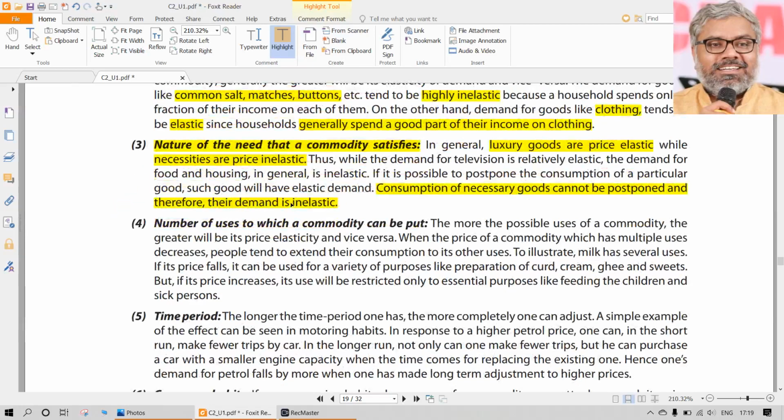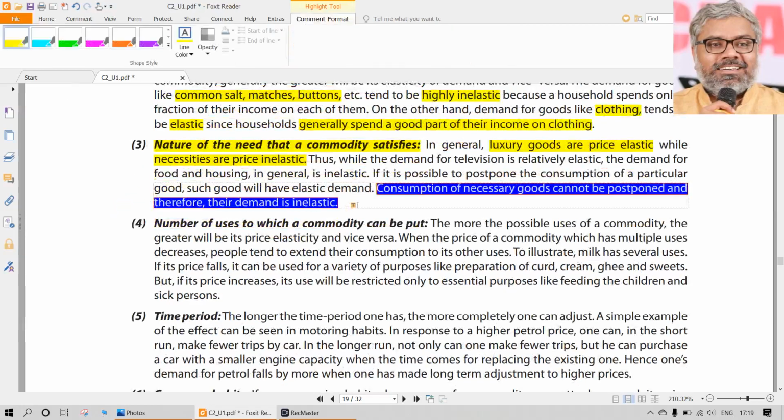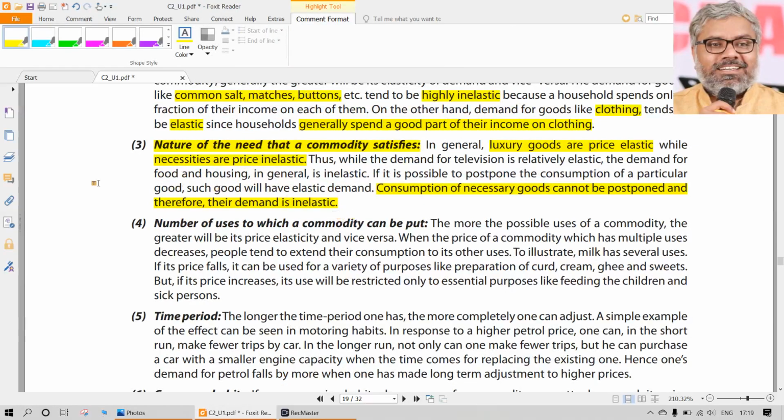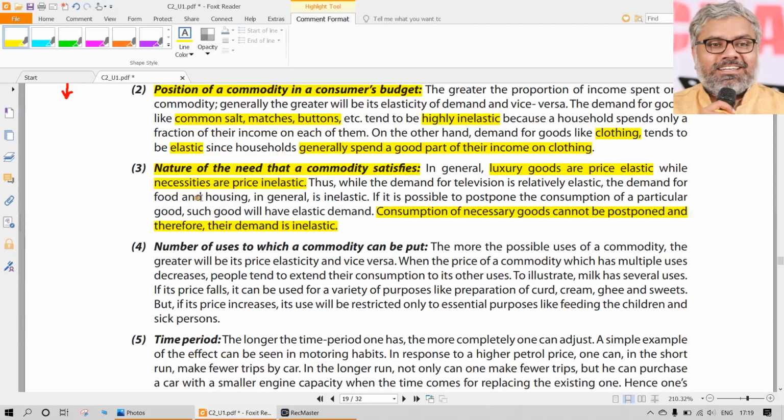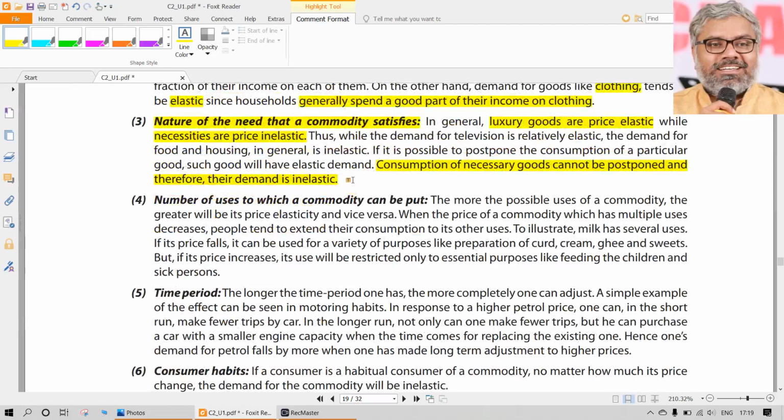So if you say inelastic here, don't take it literally. Inelastic here means less elastic, is what I meant to say. That is the essence we have to take. So the nature of the need that a commodity satisfies will also have an impact on the price elasticity of demand. If the nature is that of a necessity, then definitely the products will be inelastic. If the nature is not that of a necessity, then such products will be price elastic.